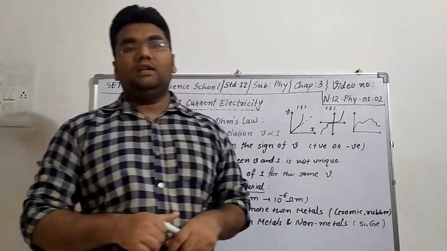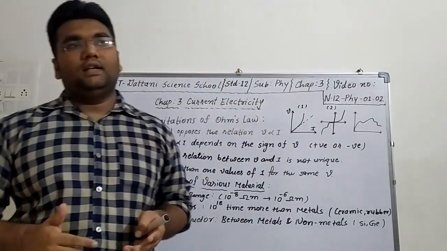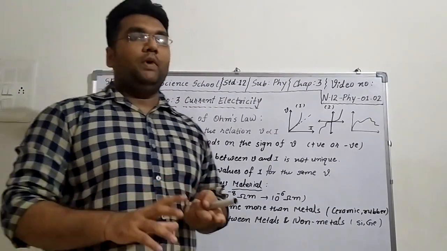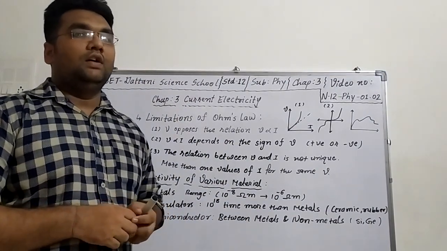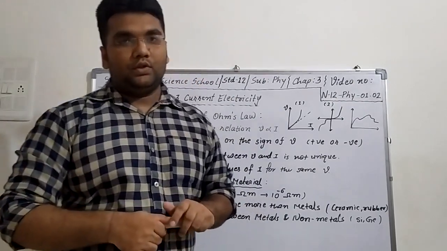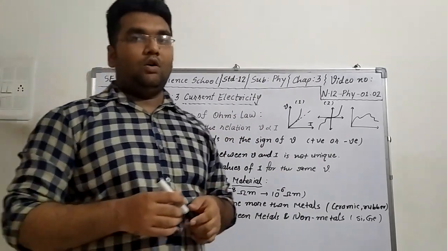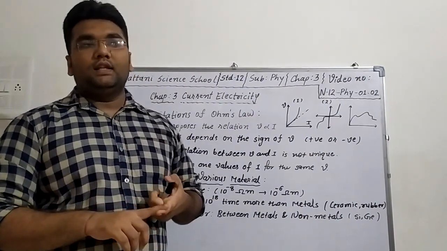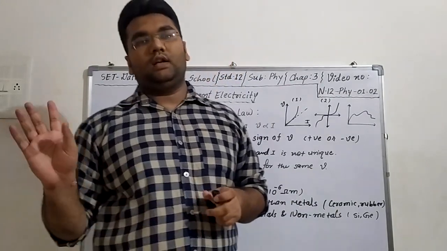We can find so many devices in our day-to-day life. There are two types of devices. One type obeys Ohm's law, and the second does not obey Ohm's law. The device which obeys Ohm's law has V proportional to I. We have learned that Ohm's law says V is proportional to I, where V is the potential difference between two ends of a conductor, and I is the current through the conductor.